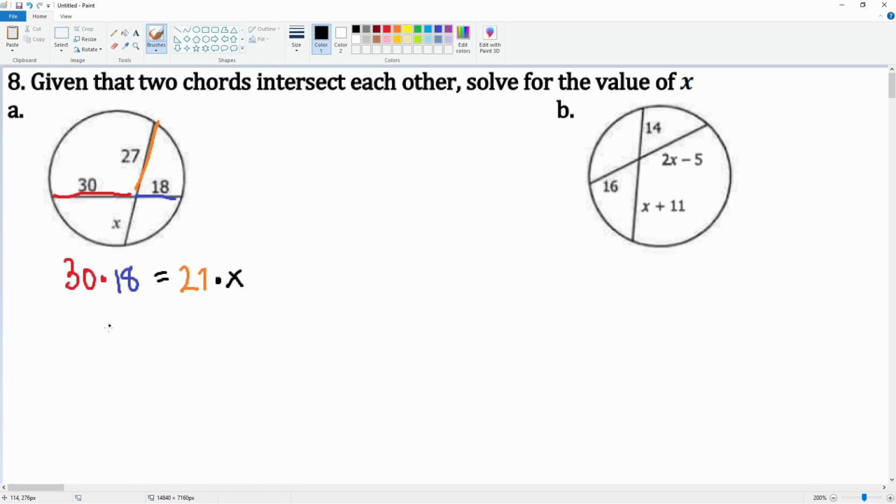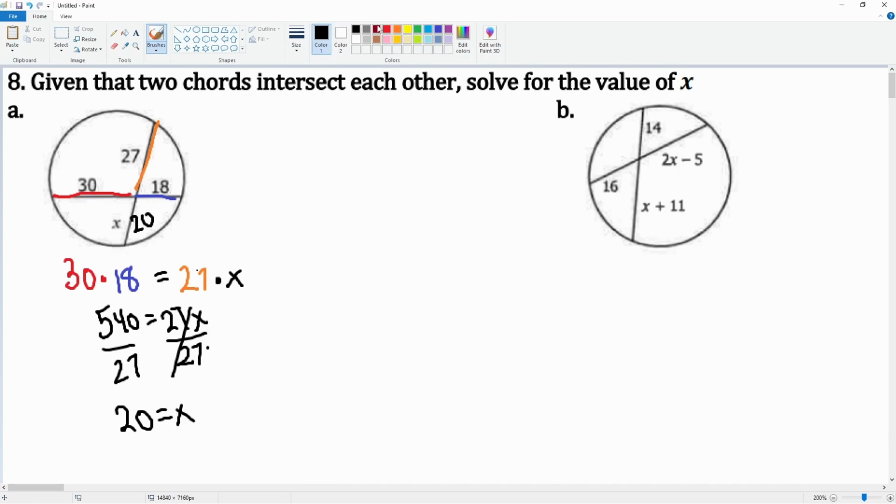So now we can just multiply and solve. 30 times 18 gets you 540, which is equal to 27x. Then we divide by 27 from both sides. Okay, this cancels. Use a calculator for this. This gets you 20 is equal to x. Okay, again, why is that?